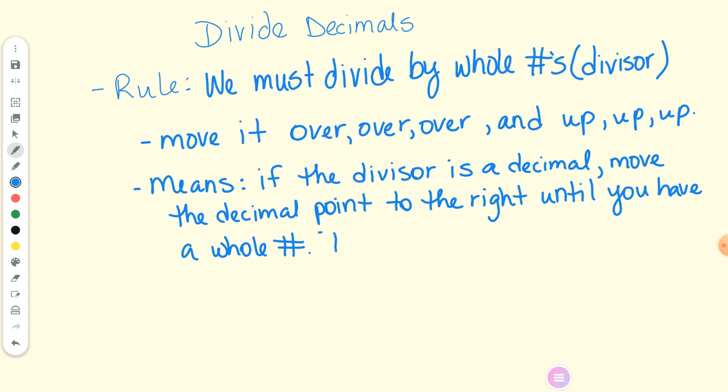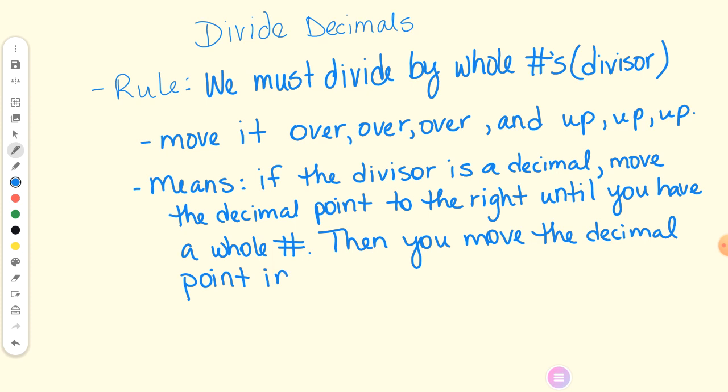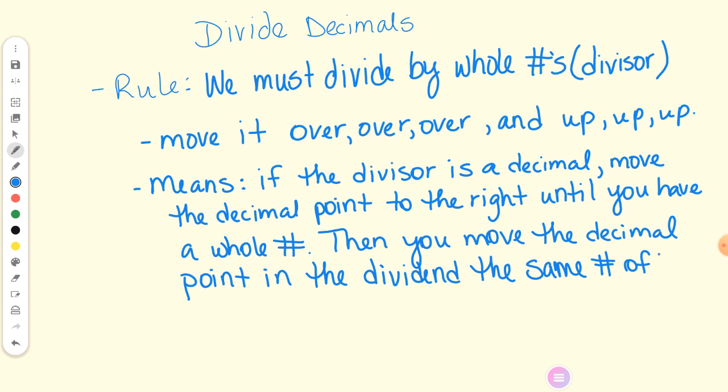Then you move the decimal point in the dividend the same number of times. So you move it over in the divisor, over in the dividend, and then up into the answer.